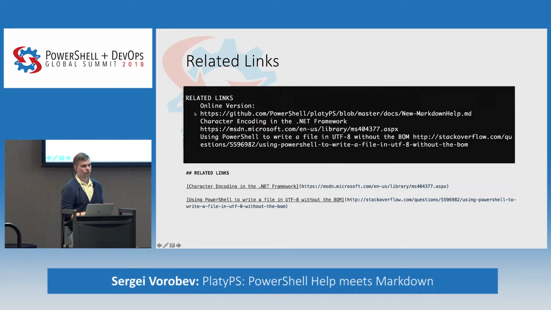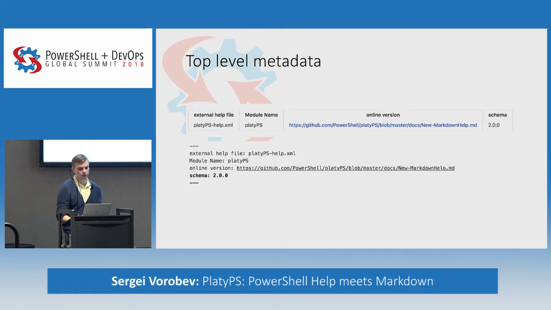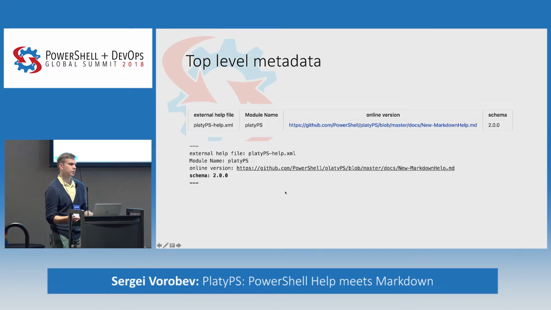So this is not very well known, but when you run Get-Help -Online, what happens is the help system looks into all the links you have, and it opens the first one. So we kind of decided that it's better to be more explicit about this. So that's why we put online version in this top-level metadata to make it more obvious how it works.